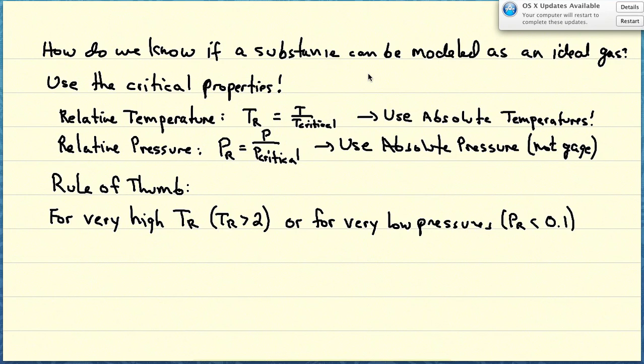So take note here. Ideal gas behavior is much more sensitive to pressure than it is to temperature, right? So for very low pressures, the pressure of the substance has to basically be an order of magnitude less than the critical pressure. So if we satisfy either of these two conditions, for very high relative temperature or for very low pressures, then we can assume ideal gas behavior.